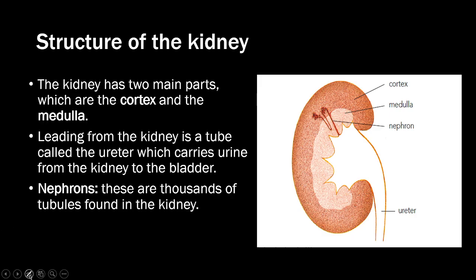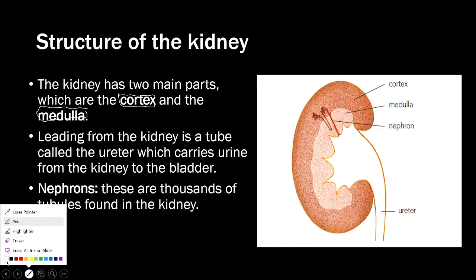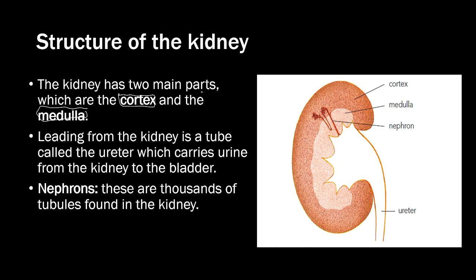Then the structure of the kidney, very important. The kidney has two main parts, the cortex and the medulla. Leading from the kidney is a tube called the ureter, which carries urine from the kidney to the bladder, and nephrons are thousands of tubules found in the kidney. Now you need to remember each structure, and one way you can remember is this part is the cortex, right?